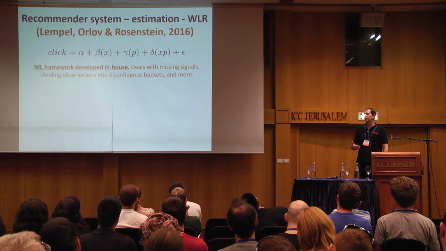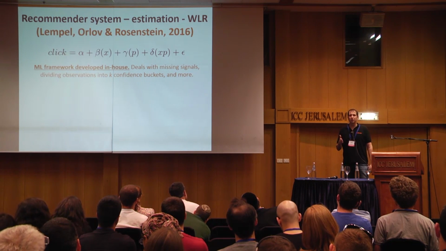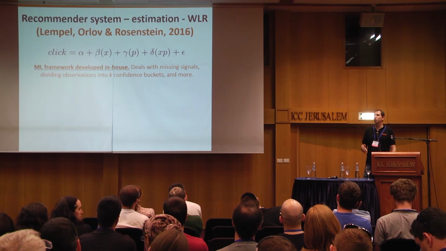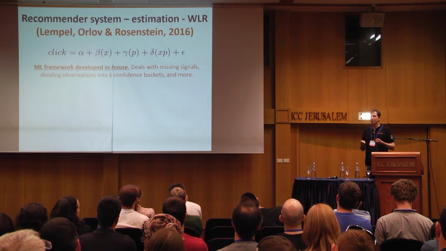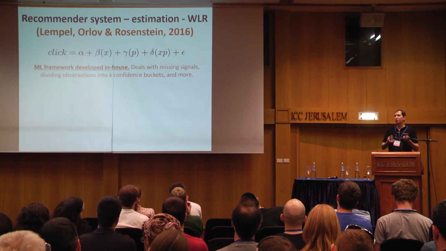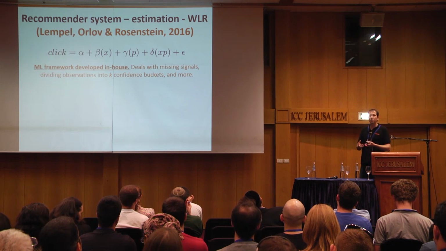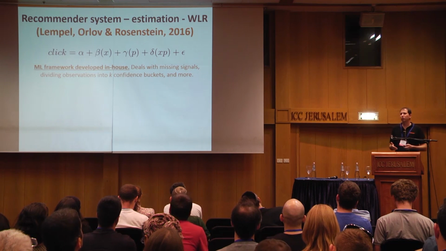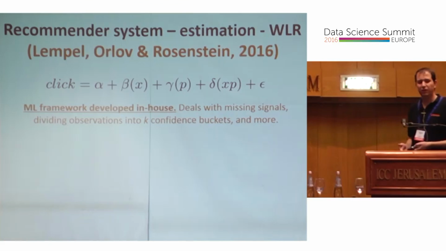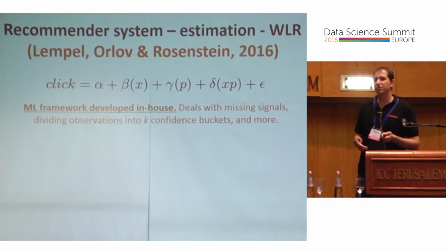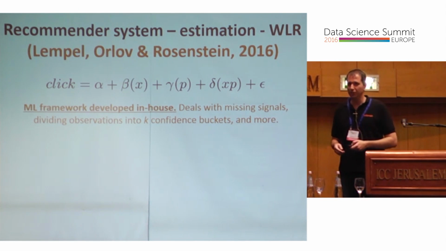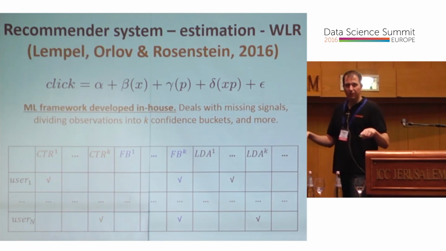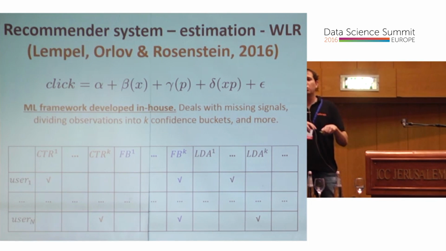In addition, there is also the level of confidence in the yields, right? If you have a CTR based on 1,000 impressions, it's not the same as a CTR based on 1 million impressions. So we needed some estimation methodology that can bucket different signals into different levels of confidence. We used a machine learning framework developed in-house at Outbrain. It was developed by Ronnie Lempel, Ilan Orlov, and Danny Rosenstein in a paper that is upcoming this year. This methodology basically allows you to bucket the signals, any signal that you would like, into confidence buckets.